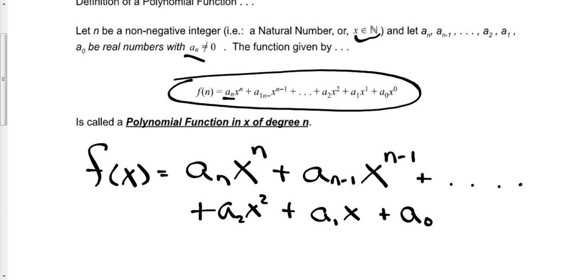Okay? You'll also hear it sometimes referred to as the order of the polynomial. So if you hear order 2 polynomial, that also means the same thing as a 2nd degree polynomial. We'll use degree, but sometimes they'll throw the term order at you. Okay?